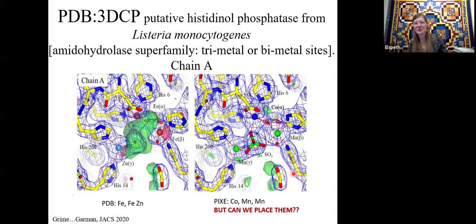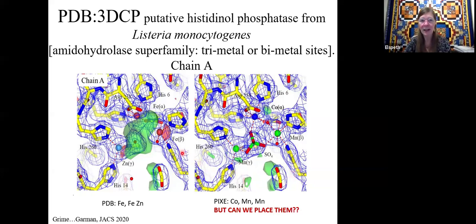This was a phosphatase, which means it dephosphorylates other proteins or even RNA, it takes phosphorus off it. This was the difference density here when we did a difference map of what was actually deposited in the Protein Data Bank. And it had iron and zinc in this active site. We found that it was actually cobalt, manganese, and manganese.